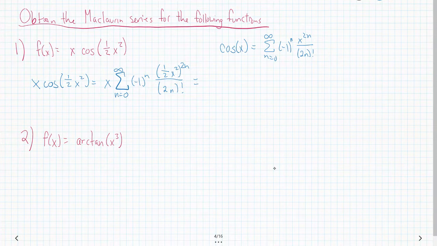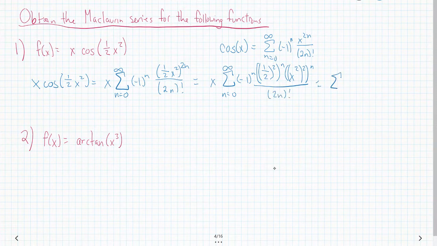So we can simplify this thing a little bit. We'll leave the x out for now. And this is the summation n equals 0 to infinity, -1 to the n. Now we have 1/2 raised to the 2n. Well, we can write that as 1/2 squared raised to the n. And then we can write x squared, we can square that and then raise that to the n as well. And that might make it look a little nicer for us. And all this is over 2n factorial. So now we can rewrite our summation n equals 0 to infinity.